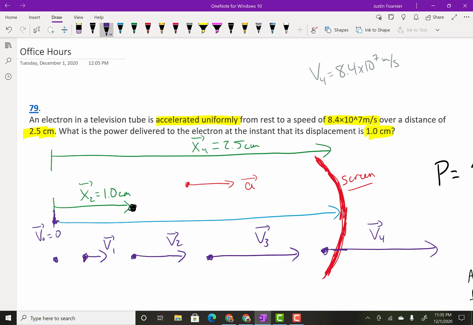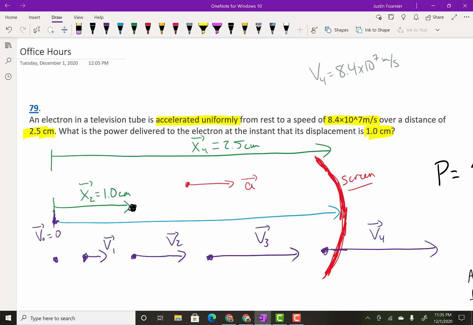So this is problem 79 from chapter 7, I hope. Okay, so it says an electron in a television tube is accelerated uniformly. So that's a big thing right there. That means the acceleration is constant, which is nice because that means I can use kinematic equations. Remember, if the acceleration is changing, I have to use calculus, integrals or derivatives. But when it's accelerated uniformly, I am allowed to use kinematic equations throughout the problem.